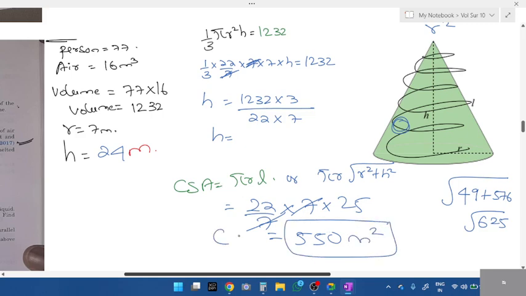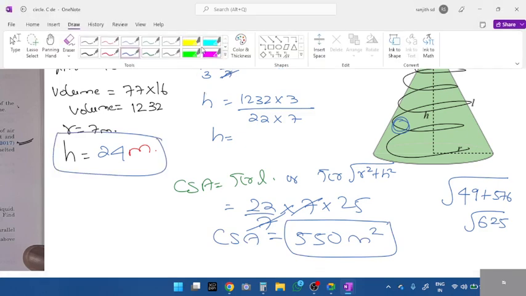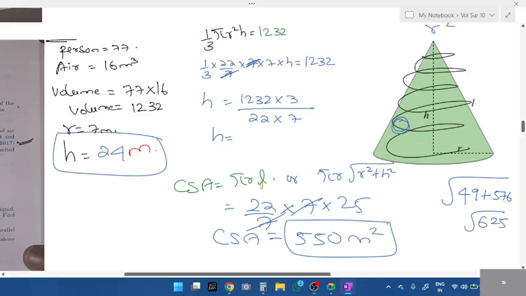Look at the answer. Curved surface area, height. All can solve these questions because it is a direct question. The only thing difficult to understand is volume. You should understand this concept. When people are breathing air, that air is nothing but volume. It is empty.